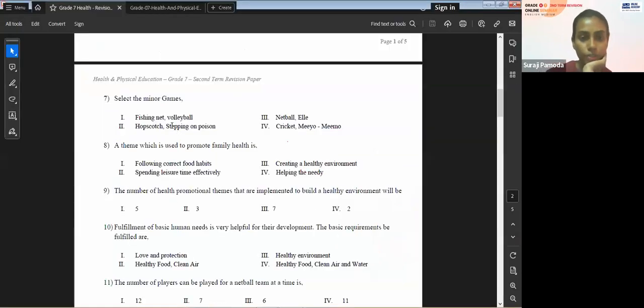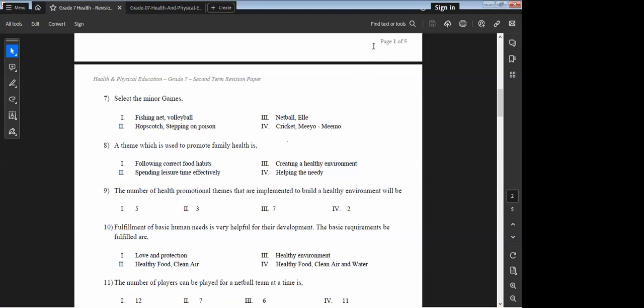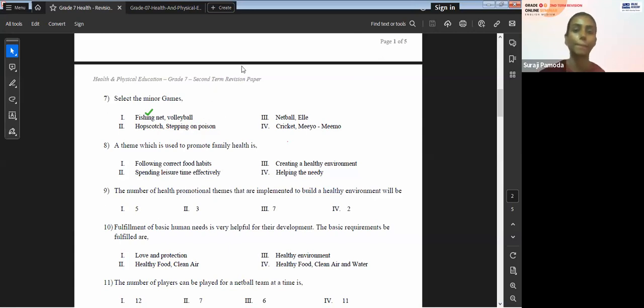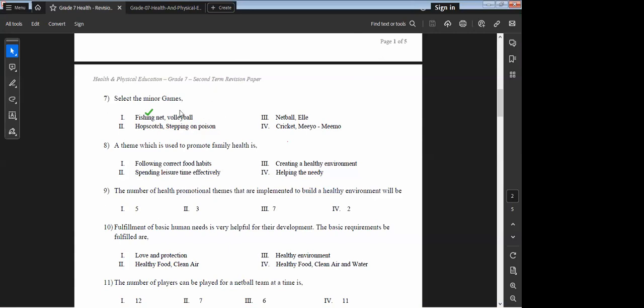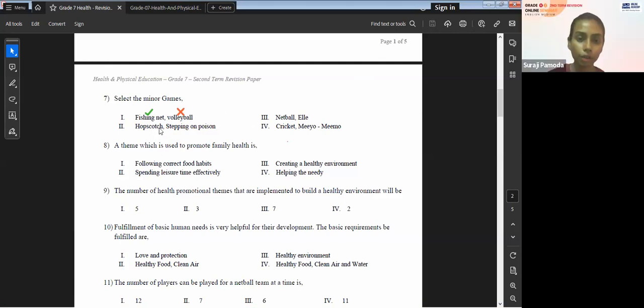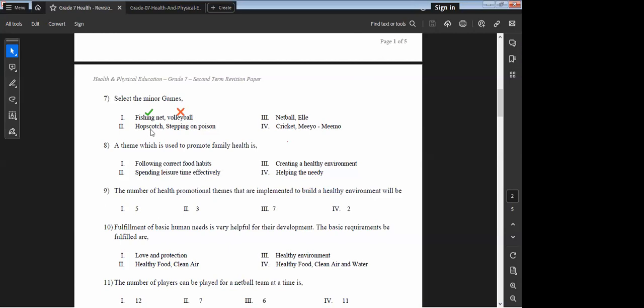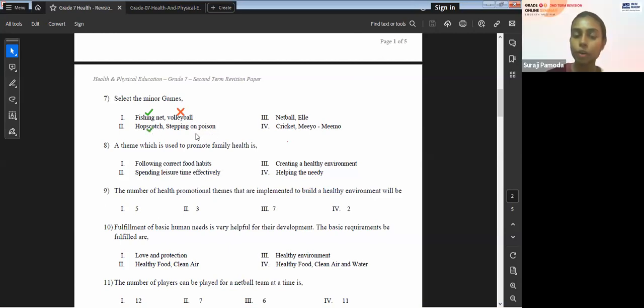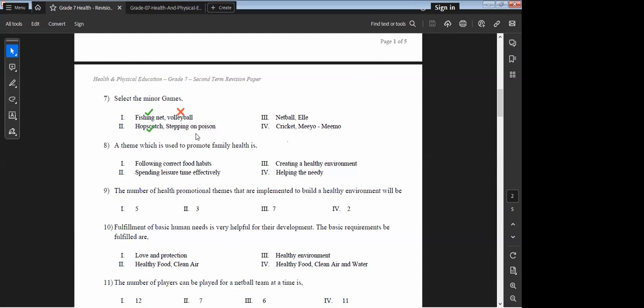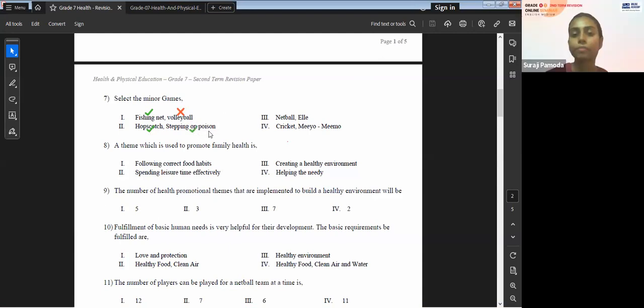So let's see the first one. Fishing net. Is it a minor game or an organized game? Minor game. Volleyball? Organized game. Second one, hopscotch. අපි කියන්නේ බට්ට පැනීම කියලා. කියන්න බලන්න. Minor game. Yes, minor game. Then stepping on poison. Minor game, right? It was in your grade 6 textbook, right? How to play it.